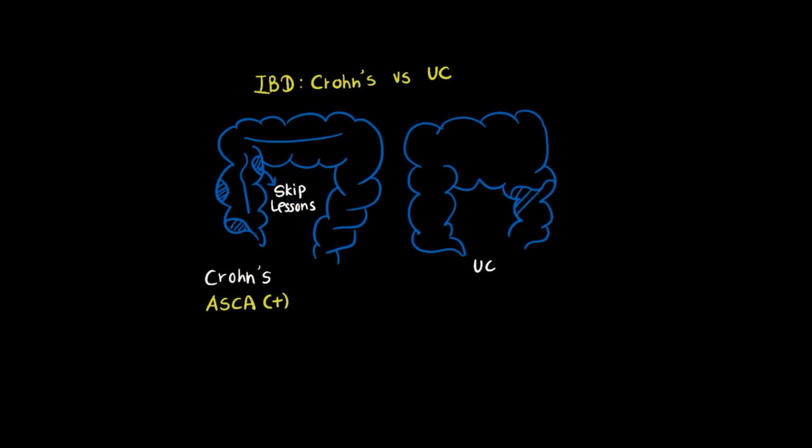In contrast, ulcerative colitis is limited to the colon and rectum with continuous inflammation, and it's associated with pANCA antibodies. The correct answer is positive ASCA because these antibodies are specifically associated with Crohn's disease, helping differentiate it from ulcerative colitis, where pANCA antibodies are more common.